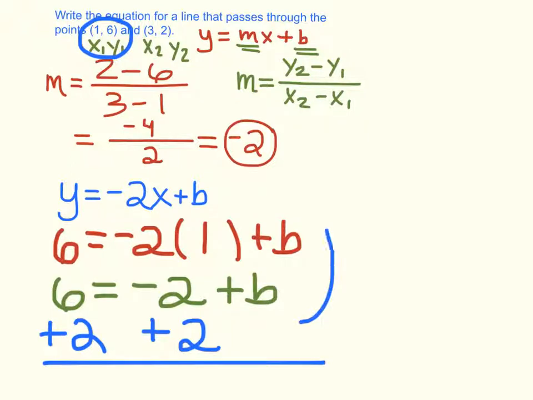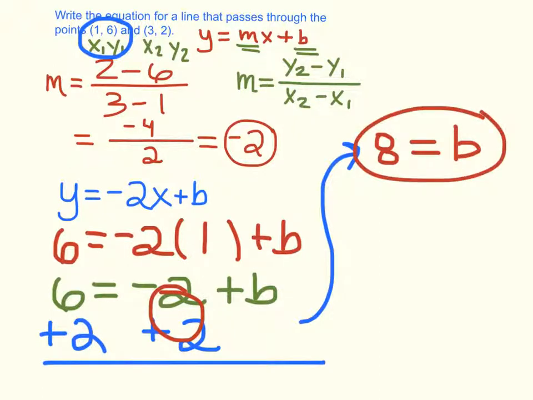So we can see here that 6 plus 2 is 8. So I'll rewrite an 8 over here on the left side. And negative 2 plus 2, well, that's 0. So all that's left over here on the right side is just positive b, just b. So now we know that b equals 8. And remember, b is the y-intercept in our equation.